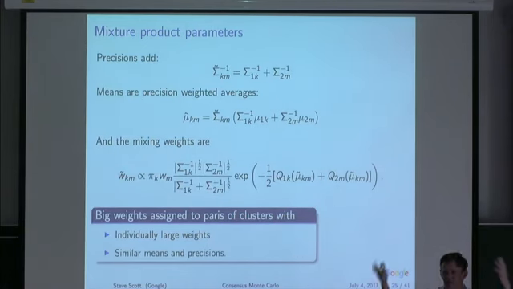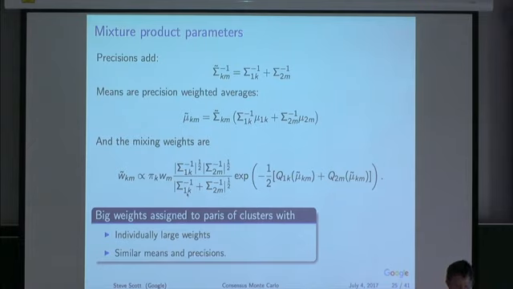This is a homework problem for a grad student. So this is stuff you can all derive very easily yourself. We know what the precisions are going to look like. They just add together. We know the means are going to be precision weighted averages. The mixing weights involve not just the product of the two mixing weights, but the junk that's left over after you integrate over the kernels as well. You end up with this product of precisions over sum of precisions and this thing over here which has some quadratic forms in it.